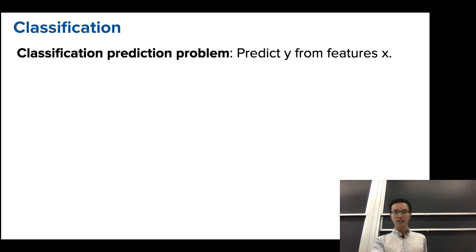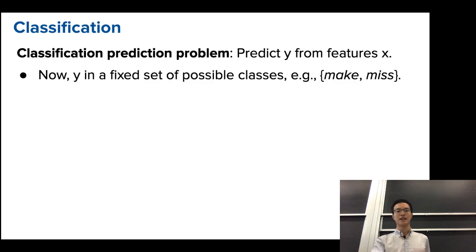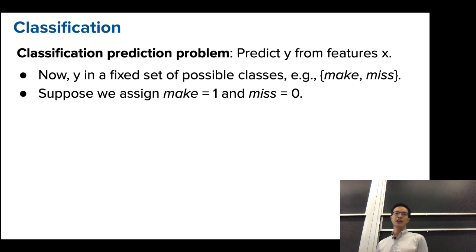So in classification, we want to predict a categorical y from the features x. The difference is that y is in a fixed set of possible categories. If we're looking at whether a basketball player will make a shot, we can say that y is either make or miss. We'll assign numbers to each category. If you make the shot, we'll code that as a 1 in our data set, and if you miss a shot, we'll encode that as a 0.